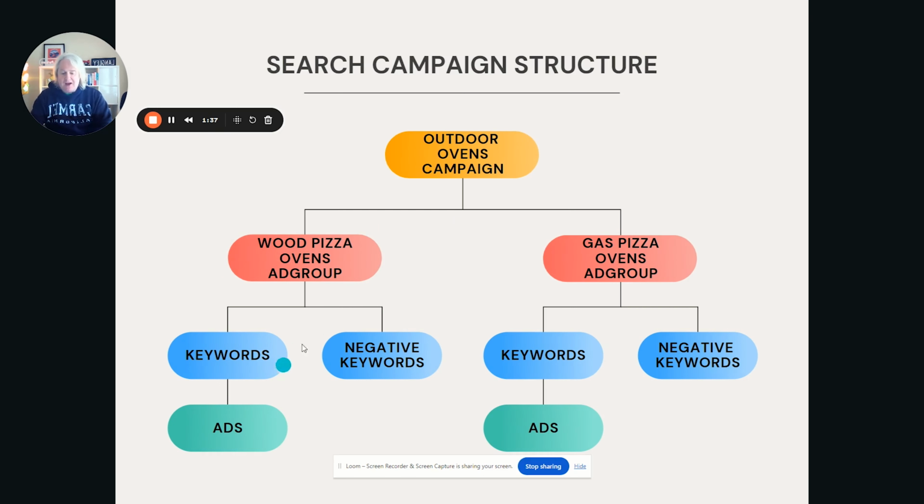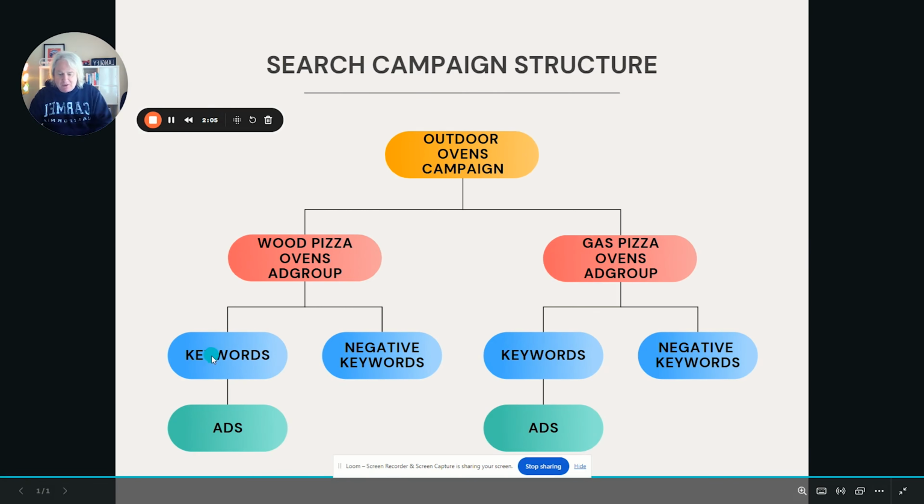Pretty simple. Underneath these, in these ad groups, we're going to have some keywords such as outdoor wood pizza ovens, outdoor gas pizza ovens, and we may have custom gas outdoor pizza ovens, and so on. So the keywords are pretty simple to come up with. You don't need to do a lot of keyword research. You're always trying to break keywords down into their bare elements.